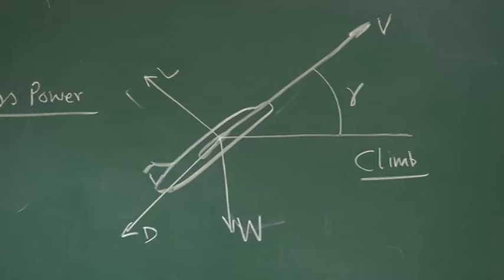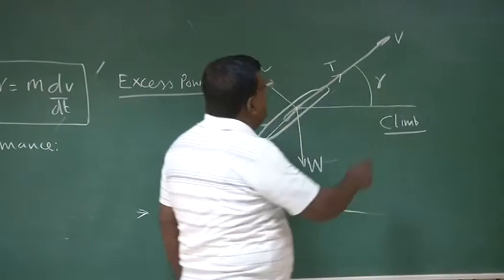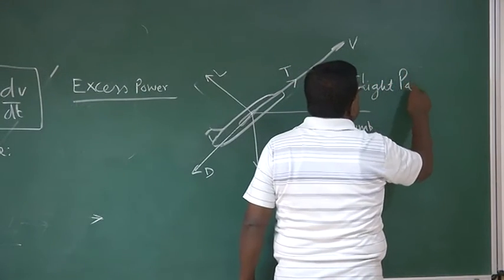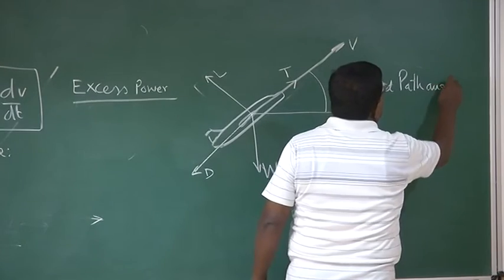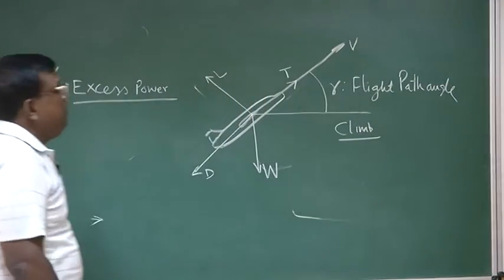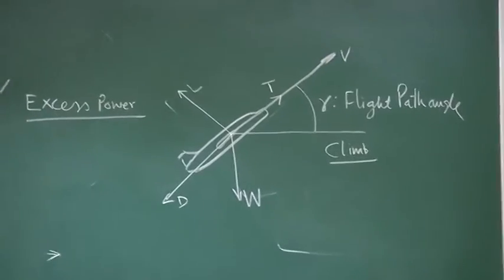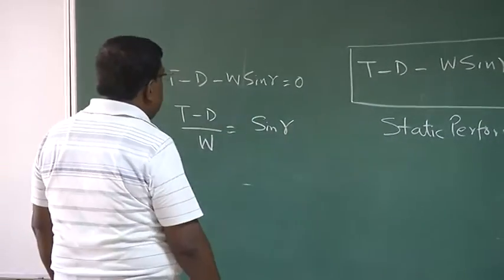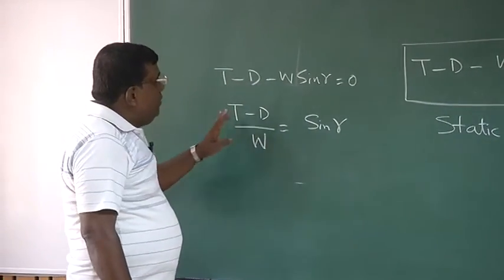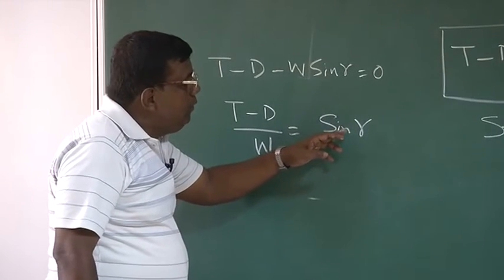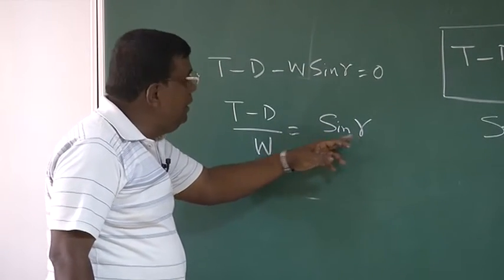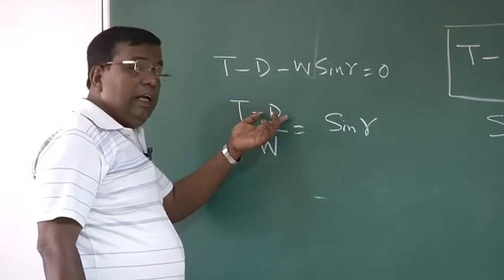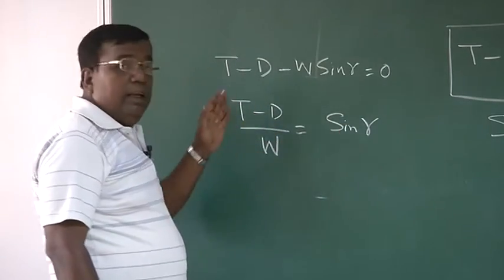What is gamma? We know very well, gamma is the flight path angle. That is the velocity vector with the horizontal. So how is it climbing? The velocity vector with the horizontal is the flight path angle or climb angle. So what is the message from here? If I am to fly the airplane at a particular climb angle, I should ensure that it has enough thrust to compensate drag, and this relation should be valid, right?